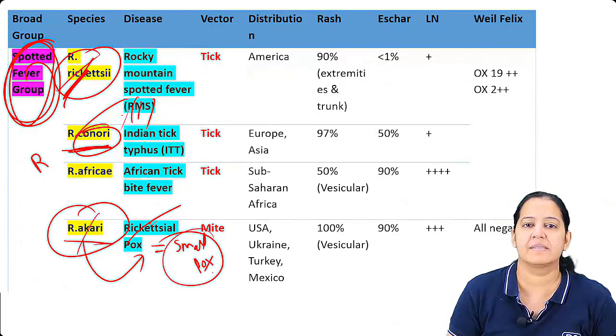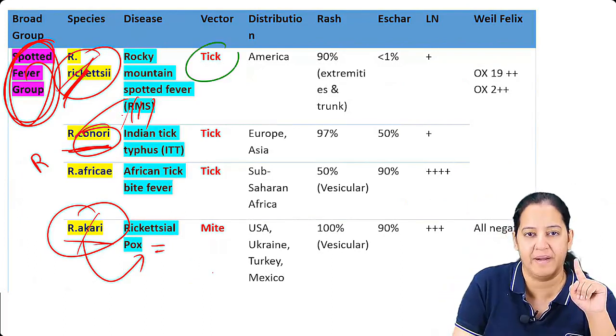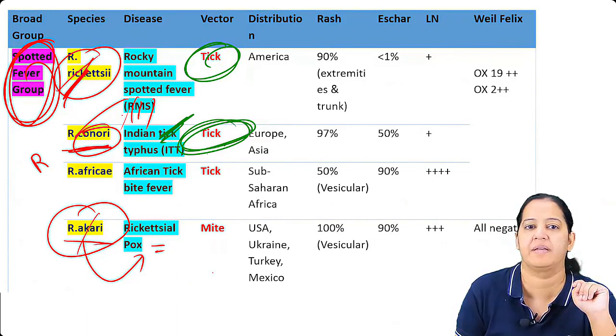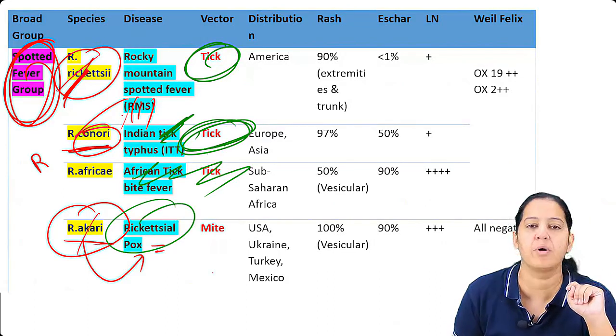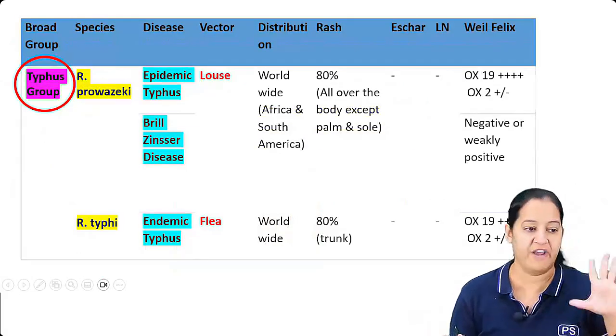RMS is transmitted by tick. Can you see? RMS is transmitted by tick. Indian tick typhus के तो नाम में ही है tick. So this is also transmitted by tick, है ना? And rickettsial pox is transmitted by mite. I will write, है ना? So let me explain you all 5. Then I will come on Orientia.